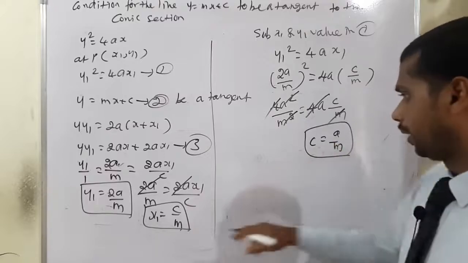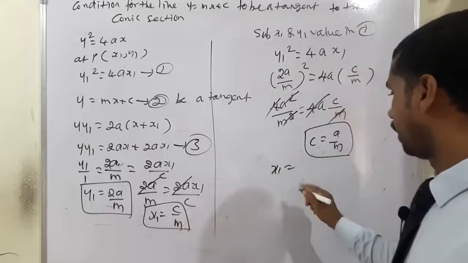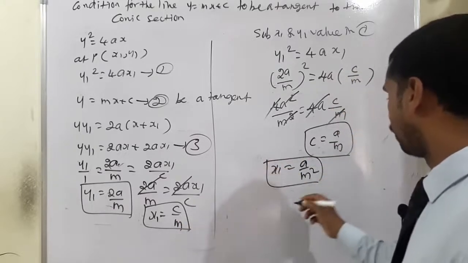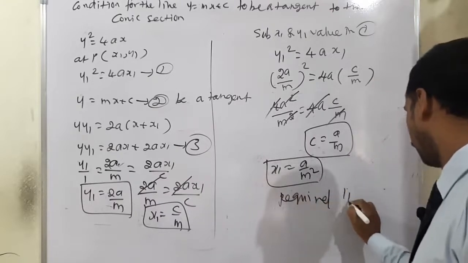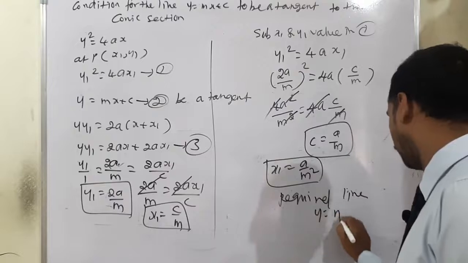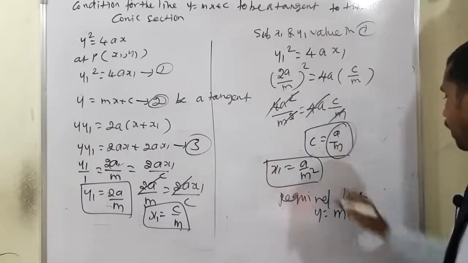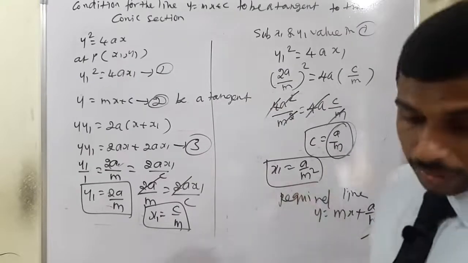Now what is the meaning of x1? x1 is equal to, instead of c we can apply a by m, means x1 is equal to a by m square. Therefore the required line, the condition y is equal to mx plus c is there. C, just now we found the value, a by m. Okay, this is the condition for parabola.